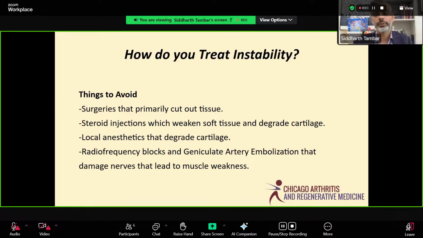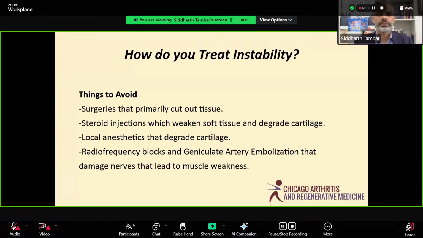You may hear about radiofrequency blocks or genicular artery embolization. These are other types of injections that, in particular, interventional pain and interventional radiology will do for sometimes joint issues. The problem is that frequently it'll end up damaging nerves that you need for either muscle control or for sensation around the joint. And as you damage those kind of nerves, you now have joints that are typically less stable and less really stable in movement in space.